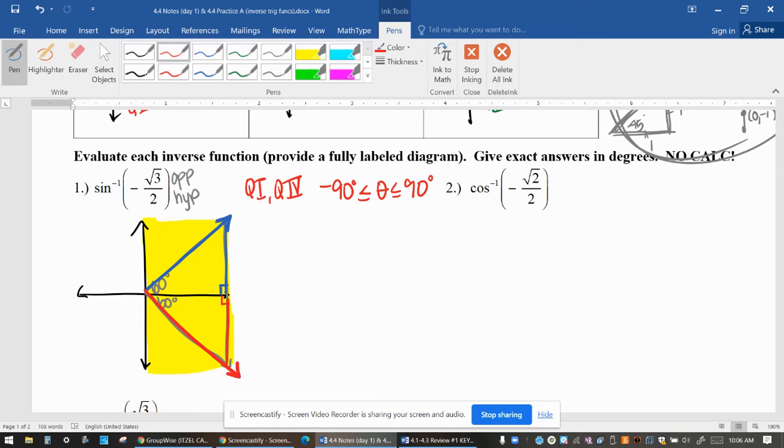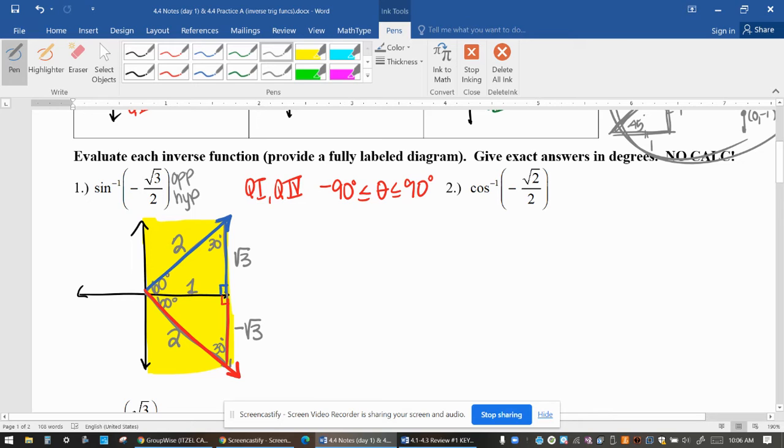Well, label the side lengths of these triangles. So across from 60 is √3, right? Across from 60 is √3. In this case, it would be negative because you went under the x-axis, you went down. So that distance is negative. Hypotenuse is 2. And then this would be across from the 30, right? Across from 30 would be 1.